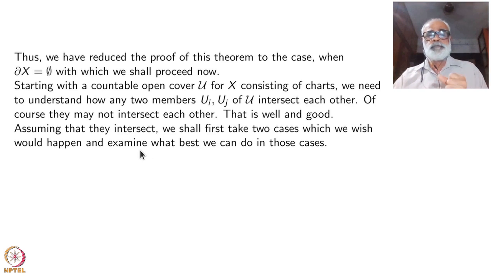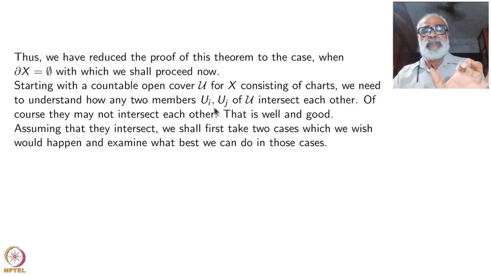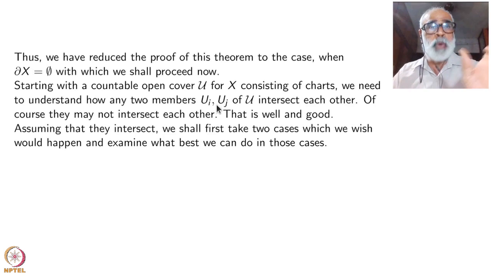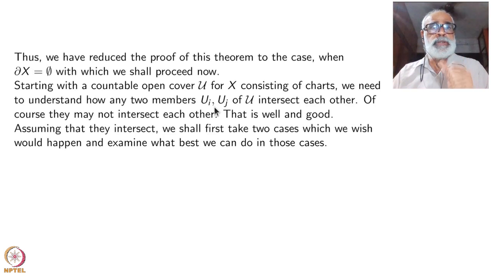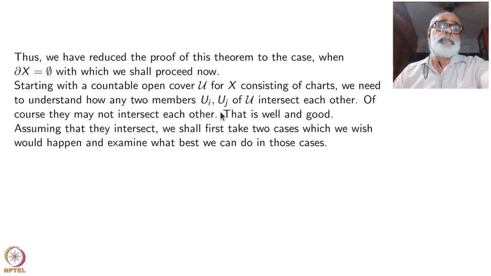Okay. So what we have to understand first is how two open subsets U_i, U_j, which are coordinate neighborhoods, namely they are homeomorphic to an open interval, how they intersect. How they intersect means what? Nobody has told you. So you have to understand all possible ways in which they may intersect. That is precisely the meaning of classification here.